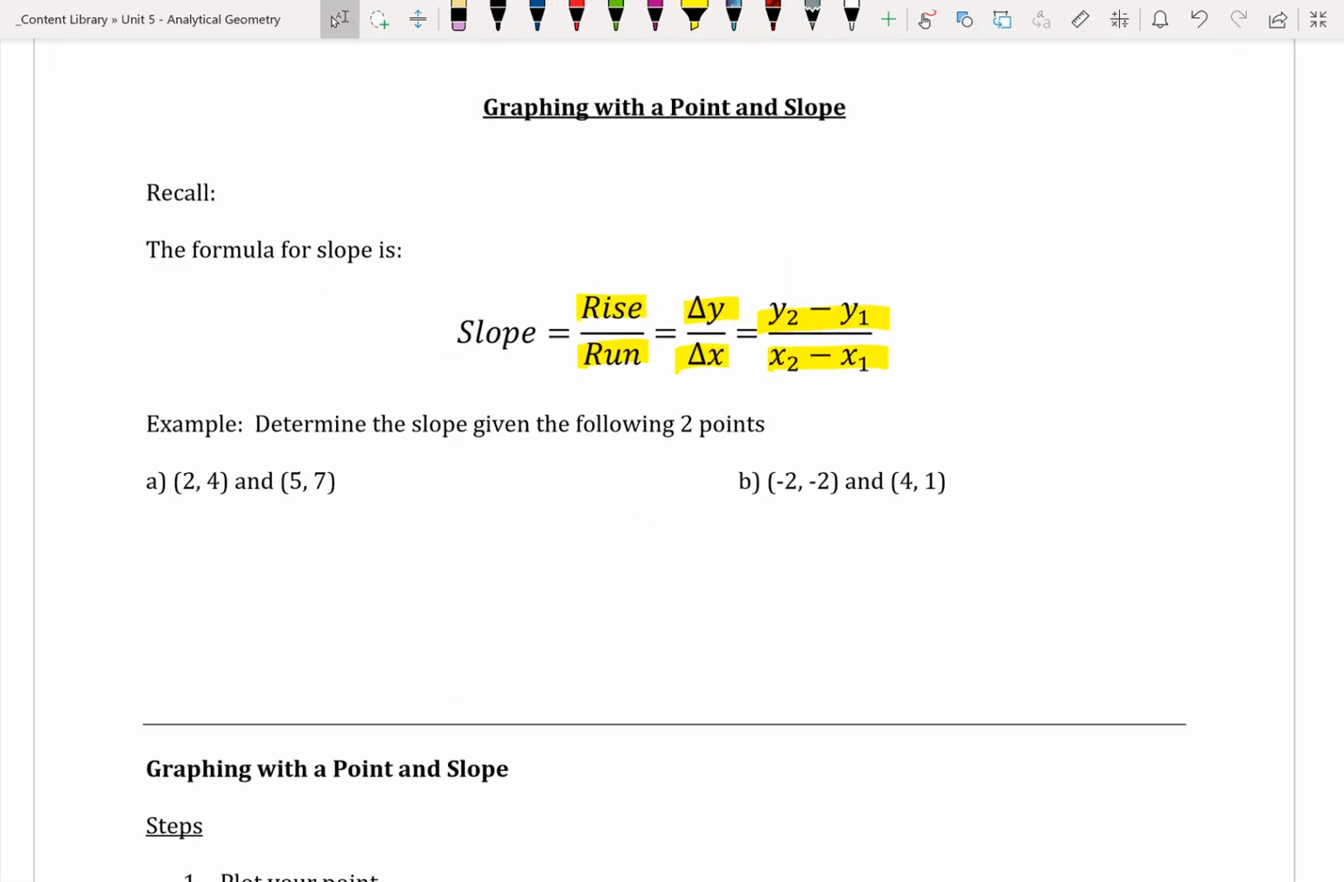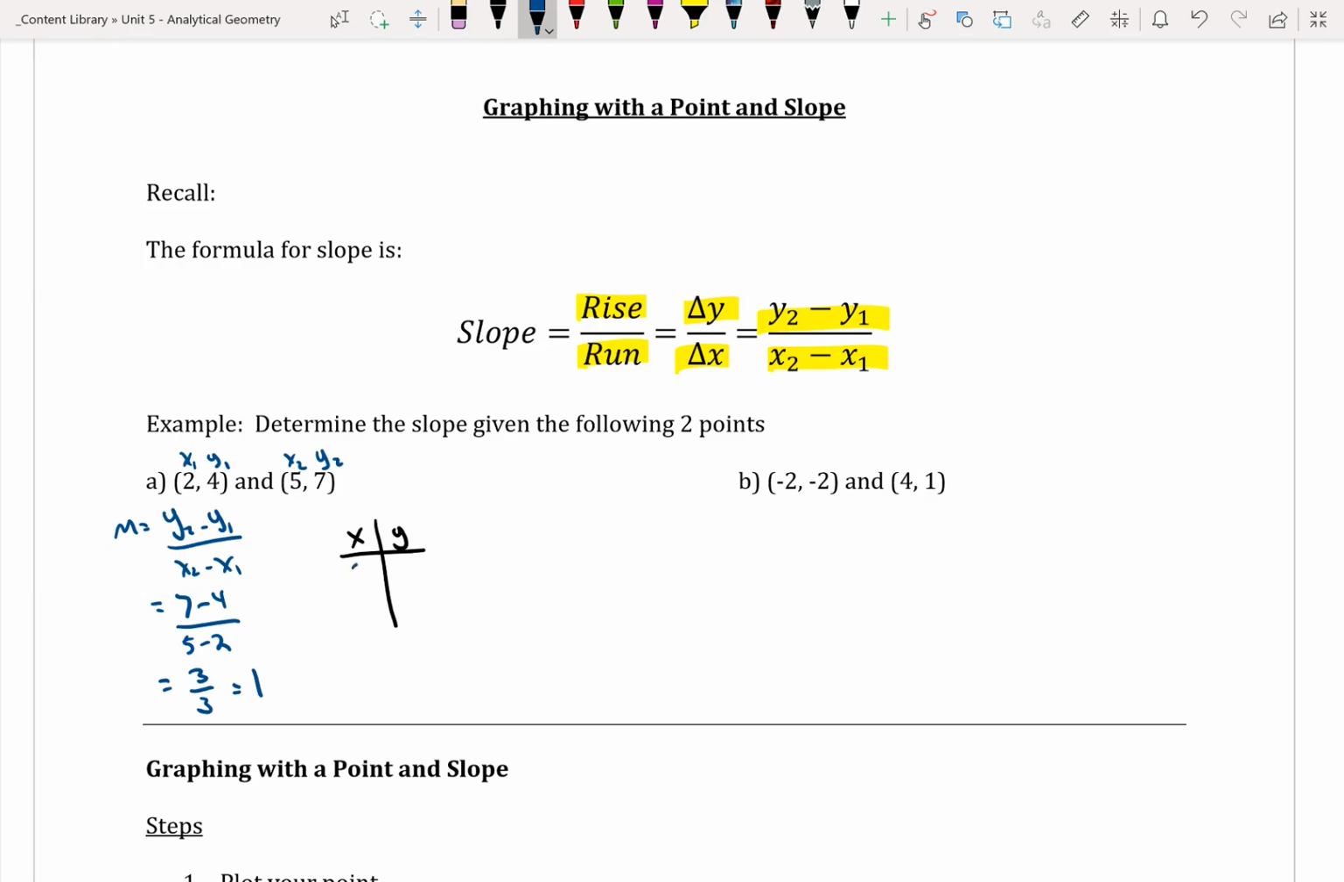2 ways. When I'm just given the points, first way I can use my formula, so y2 minus y1 over x2 minus x1. If I label these points x2, y2, x1, y1, plug in these values, 7 minus 4 over 5 minus 2, I get 3 over 3, which simplifies to 1. Another way I can do this, I can use a table, x and y.